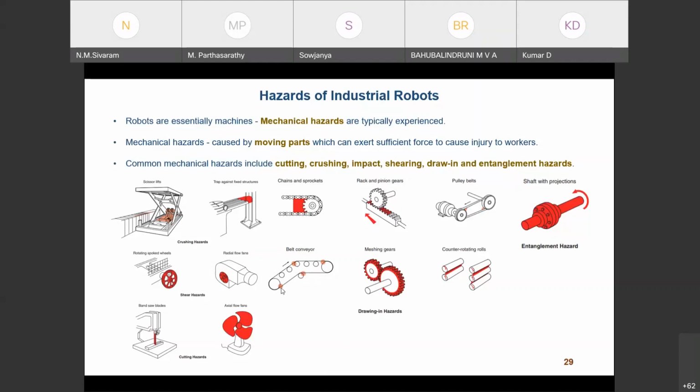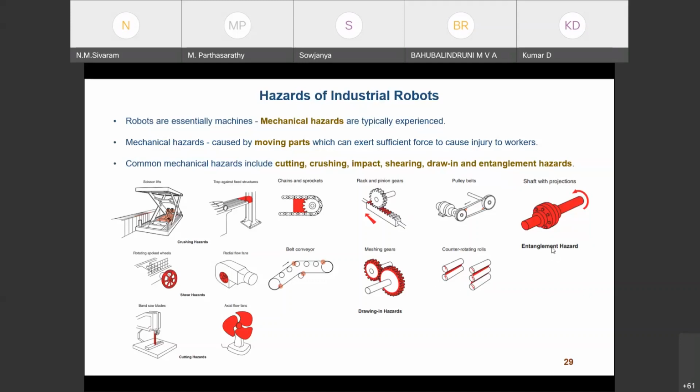And again in belt conveyors, the location where the rollers and the conveyor belts are meeting, you can see the points are highlighted. These are all known as the nip points or the pinch points. These points can also draw you in, it can pull you inside. So these are the drawing hazards. The drawing hazards are a few more in number, like chains and sprockets. When rotating, they can pull your hand, draw your hand or fingers into it. Rack and pinion gears, machine gears, pulley belts, counter rolling rolls. So these are some of the mechanical hazards.